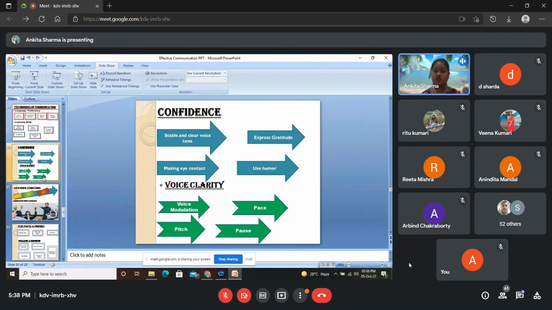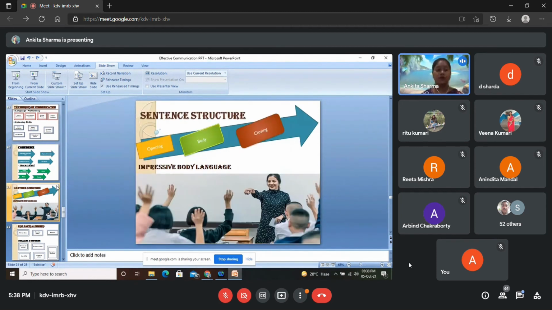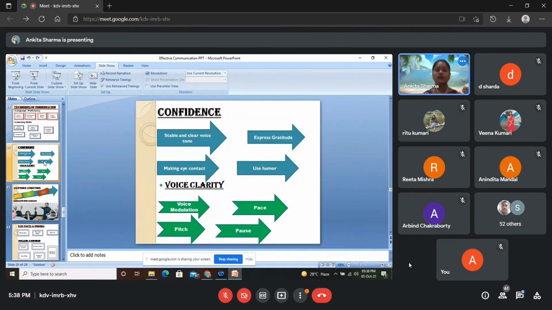Then there is pitch. Pitch is also an important element in voice clarity. If you have a very crackling voice, if your pitch is very high, people would not want to hear from you. So pitch has to be maintained.